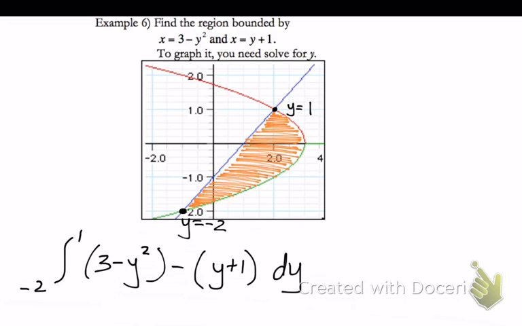Now here's the cool thing. Your calculator will actually do this for you. It's just that you can't use y's, you have to use x's. But as long as your limits here are in terms of y, which ours are, y equals -2 up to y equals 1, as long as these are in terms of y, then it doesn't matter if you use y's or x's. So go ahead and put this in your calculator. It's just that everywhere you see a y, change it to an x.